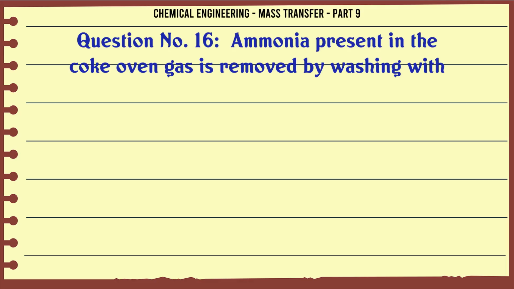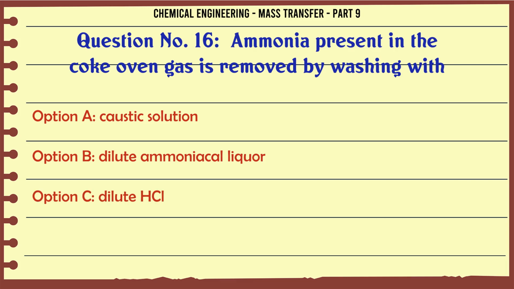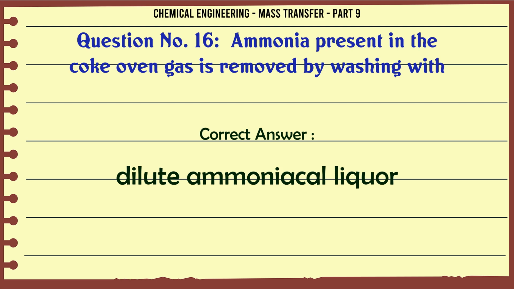Ammonia present in the coke oven gas is removed by washing with A. Caustic solution, B. Dilute ammoniacal liquor, C. Dilute HCl, D. Ethanolamine. The correct answer is dilute ammoniacal liquor.